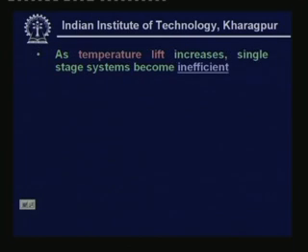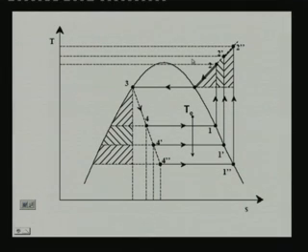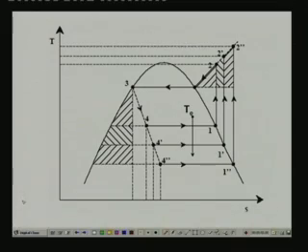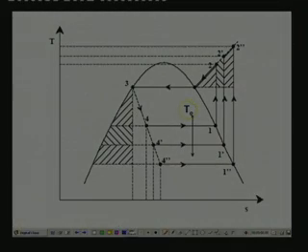And in fact, in the last class we have seen that as the temperature lift increases, single stage systems become inefficient. Let me repeat this with the help of TS and PS diagrams. For example, here on a TS diagram we have shown the effect of evaporator temperature. Here condenser temperature is fixed. This is a condenser temperature which is fixed.